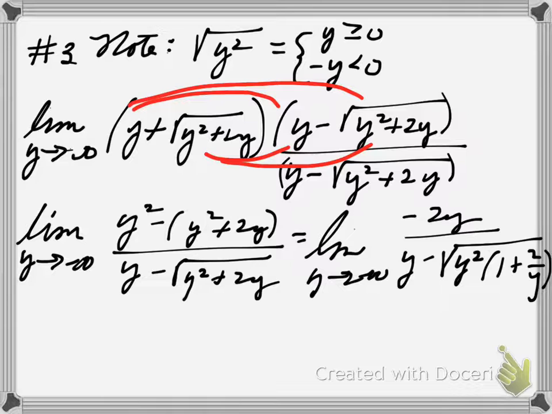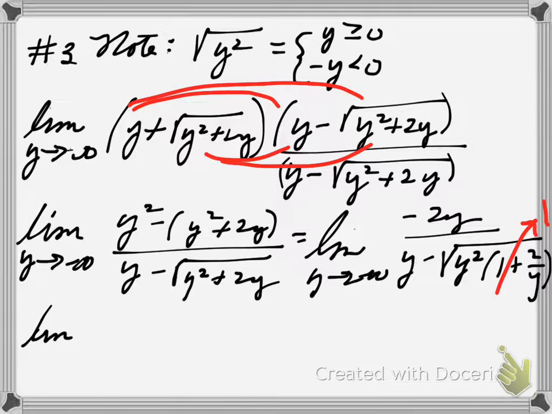Well, as y is approaching negative infinity, 2 divided by negative infinity is approaching 0. And so what you're left with is this factor approaching 1. 1 plus 0 is 1.